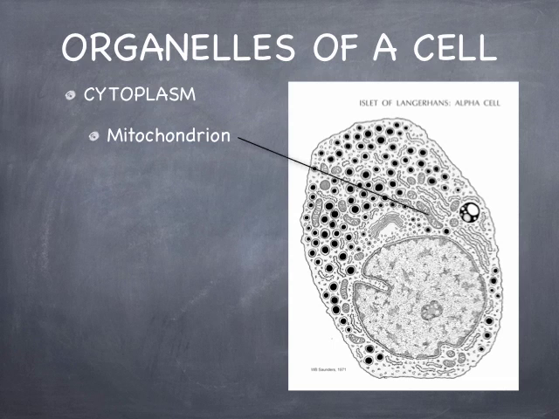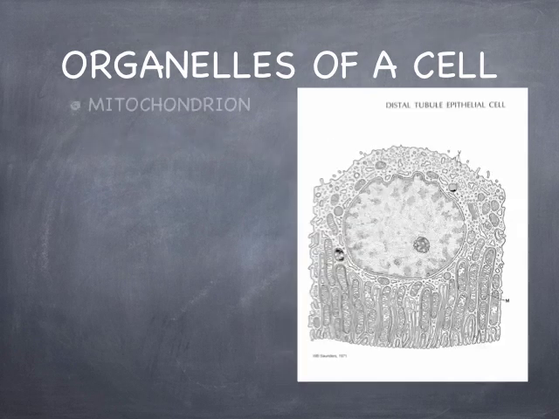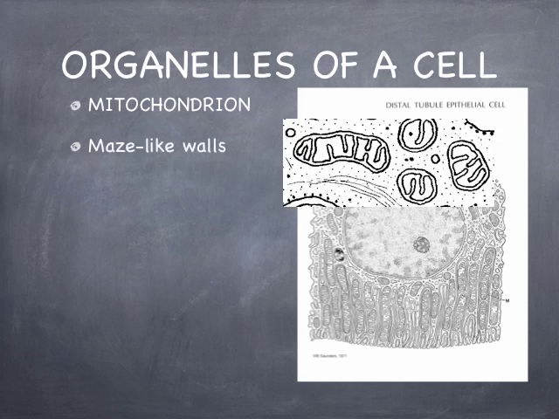There are many mitochondria in this picture. You see one pointed to right here, but there are a number nearby, and there are quite a few if you look throughout the picture. How do you identify a mitochondrion? Well, let's look at them up close, like this. One of the things that's so very obvious and different from everything else is their maze-like walls.